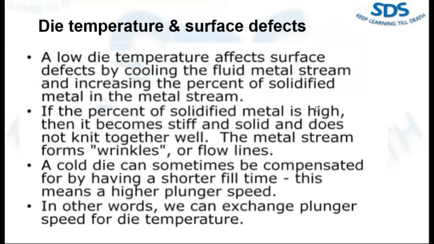The answer is that the plunger can be slowed down for a hot die, because the fill time can be longer and they still get the same surface finish. This is valuable to reduce flash at impact. Both the plunger speed and the die temperature need to be measured to take full advantage of these exchanges.